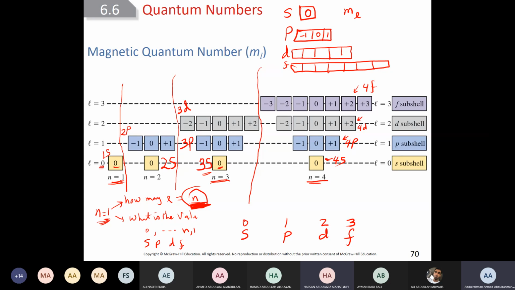Now, if I have an electron in here, what is the value for n for this electron? 4, n equal to 4. How about L? F, or what's the number? 3. Good. How about ml? -1. Good. Excellent. Is this clear?